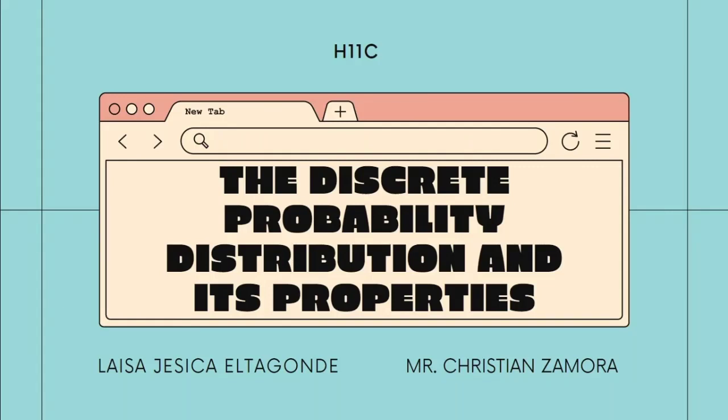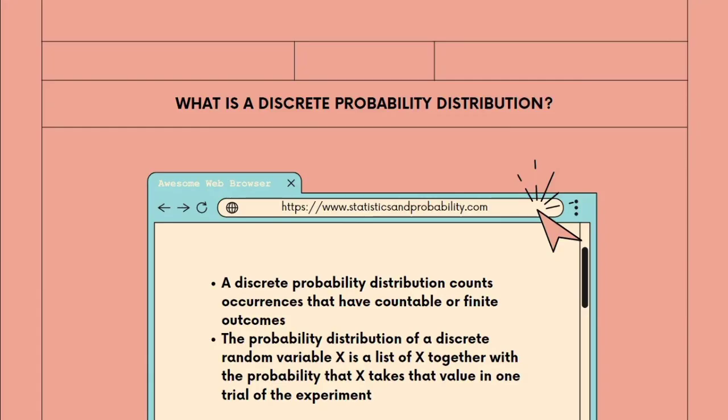Good day, everyone. The topic that I will discuss is a discrete probability distribution and its properties. But first, let me define the meaning of discrete probability distribution.